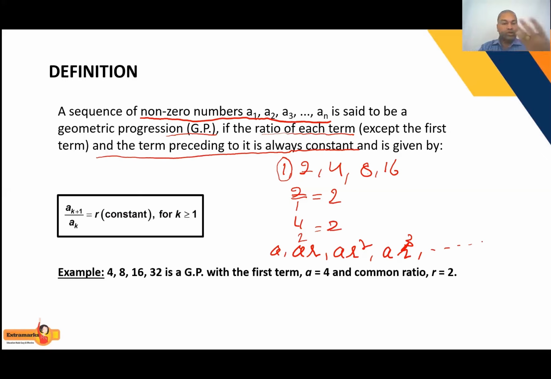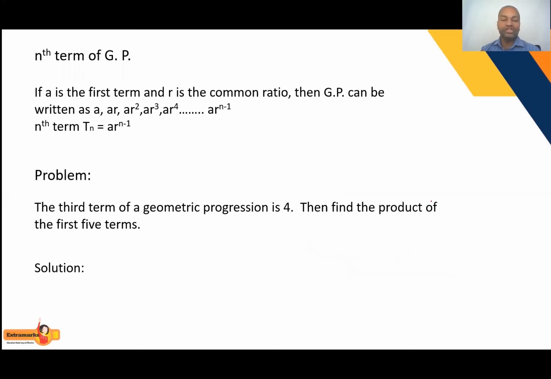Now let us see one more example. You see here, 4, 8, 16, 32 is a GP. Why? See here, 8 by 4 is 2, 16 by 8 is again 2, and 32 by 16 is again 2. This means the common ratio is 2. The ratios are the same, therefore this example is a GP, with first term 4 and common ratio 2. Now let us see the next topic, the nth term of a GP.